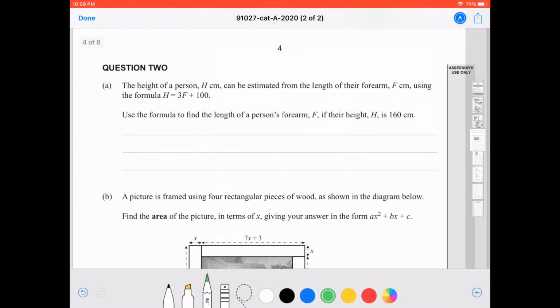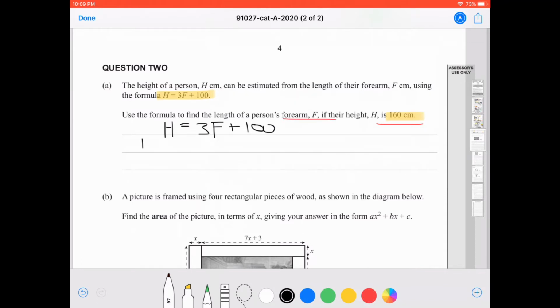Moving on to question 2 now. The height of a person, h centimeters, can be estimated from the length of their forearm, f centimeters, using the formula h equals 3f plus 100. Use the formula to find the length of a person's forearm F if their height H is 160. So this is a substitution question. We've got this equation H equals 3F plus 100, and we've been given H, and they're asking us to solve for F.